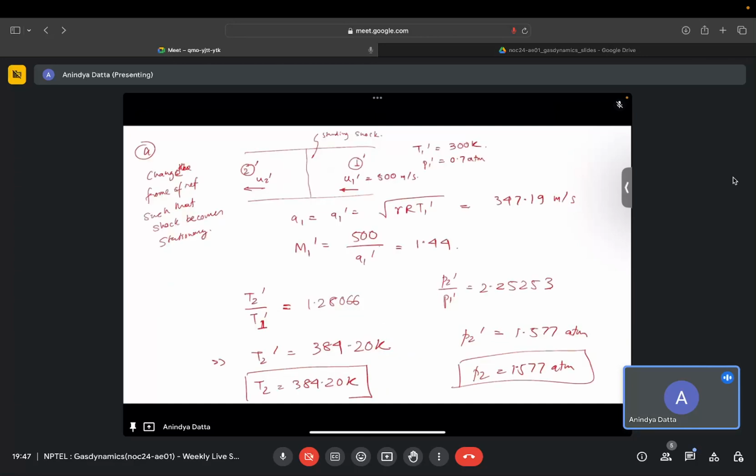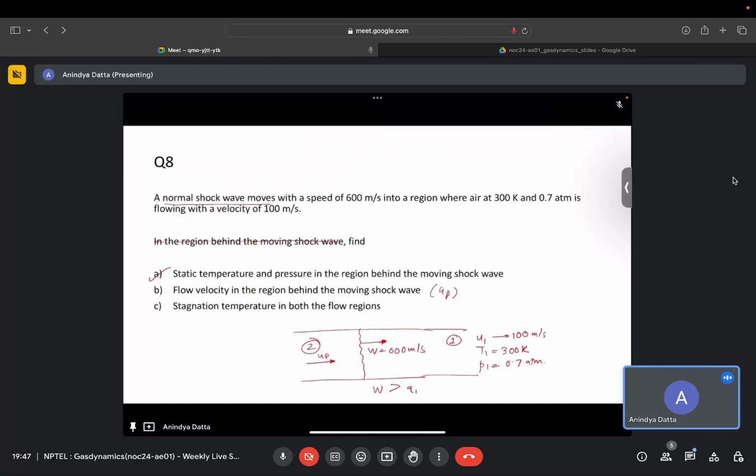We'll do more problems on moving shock next week, because moving shock is an important thing in a shock tube. In the next lecture we'll discuss shock tubes and how they operate. A shock tube is a very important experimental setup for studying compressible flows, mainly supersonic flows. We'll see how a moving shock wave is generated and reflected, and do more problems on it in the next class.